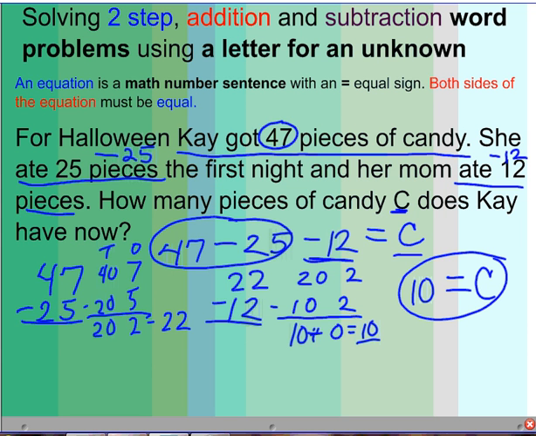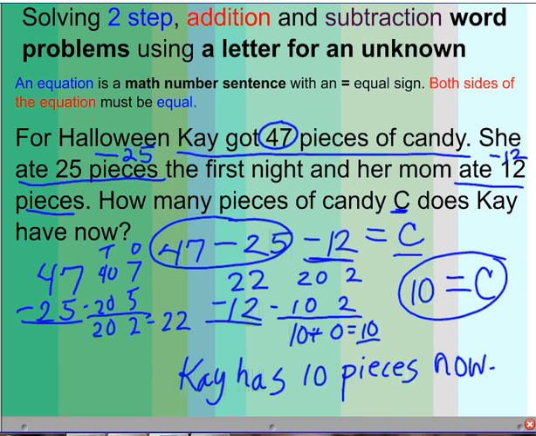The third graders learned that when they are solving a word problem, they need to go back to the problem to see what the question is. They're asking how many pieces of candy does Kay have now? So after she's subtracted the pieces that she ate and her mom ate, what does she have? The kids are going to answer in a complete sentence. Kay has 10 pieces now, period, in a complete sentence.